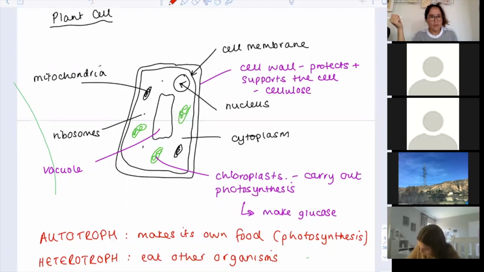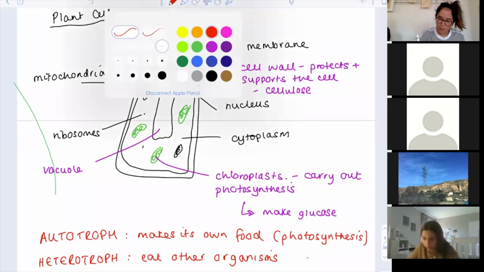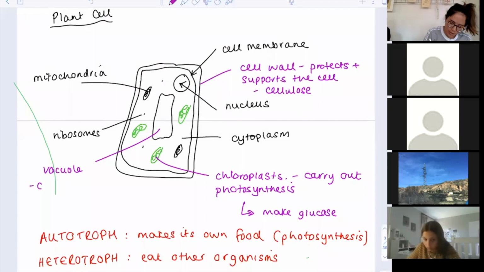So, did someone ask about peptidoglycan? Yeah, okay. Perfect. So notice these two fairly complex words, the autotroph and the heterotroph. Plants are autotrophs. They make their own food. Finally, let's label the vacuole. Not too much to say there. We just say it contains the cell sap.